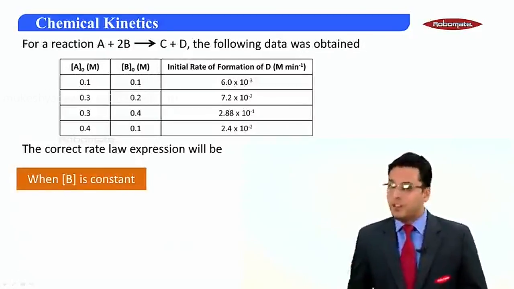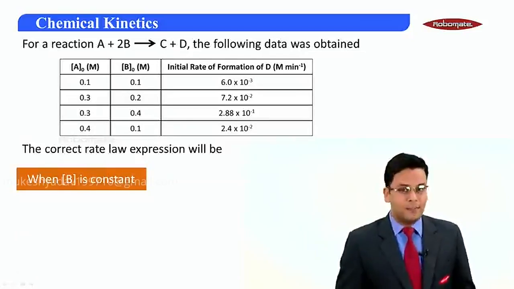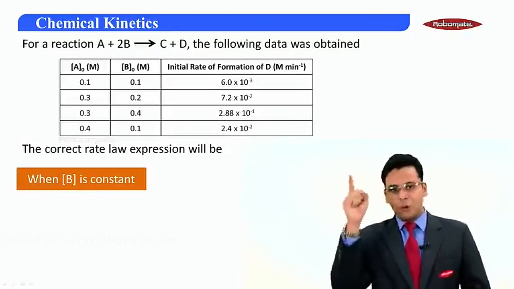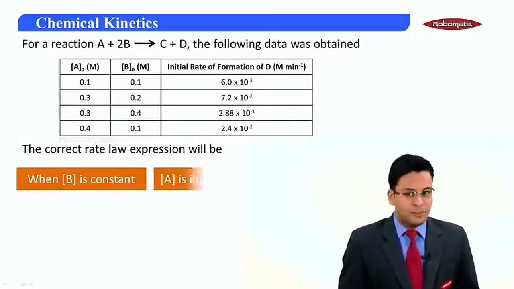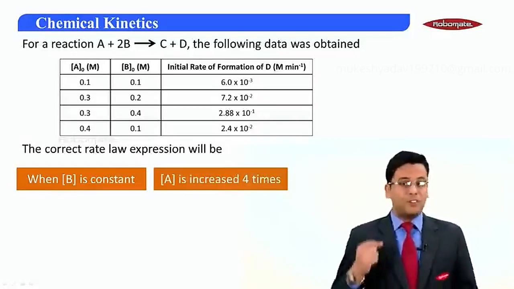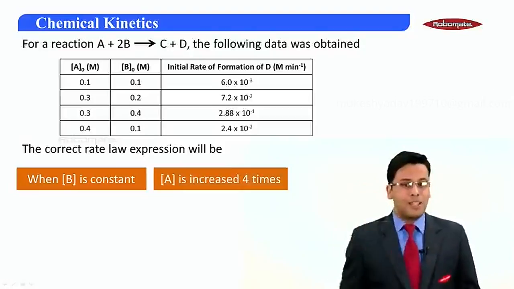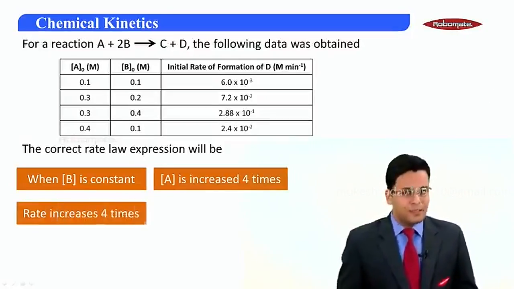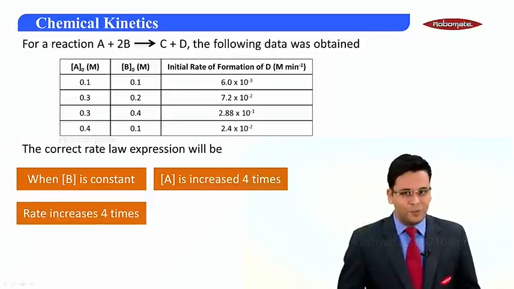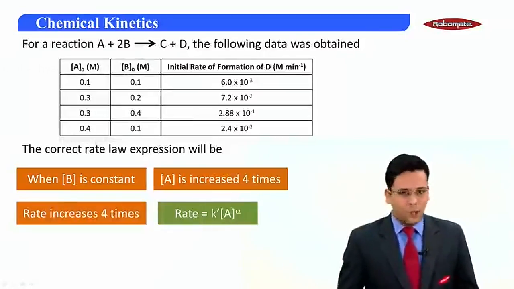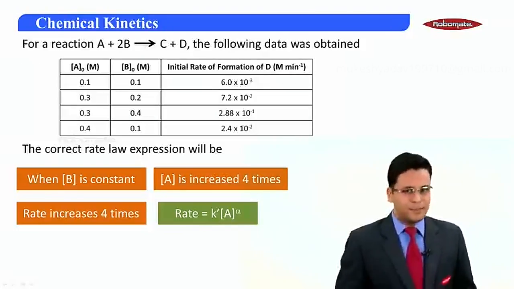Now when the concentration of B is kept constant, check the first row and the last row. The concentration of B is constant here, and the concentration of A is increased 4 times. When this happens, the rate also increases by a factor of 4. Now this is the rate law. Rate is equal to K dash into concentration of A raised to alpha.